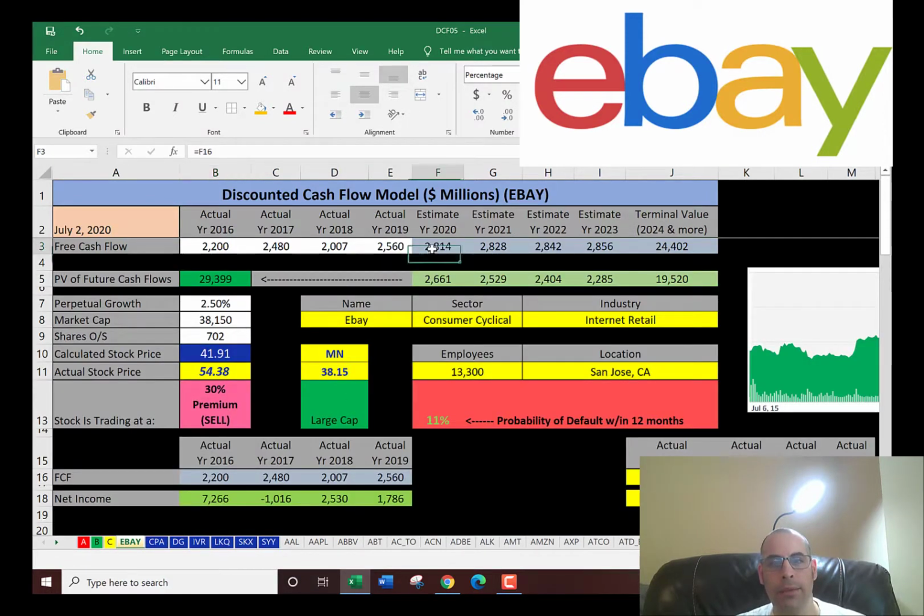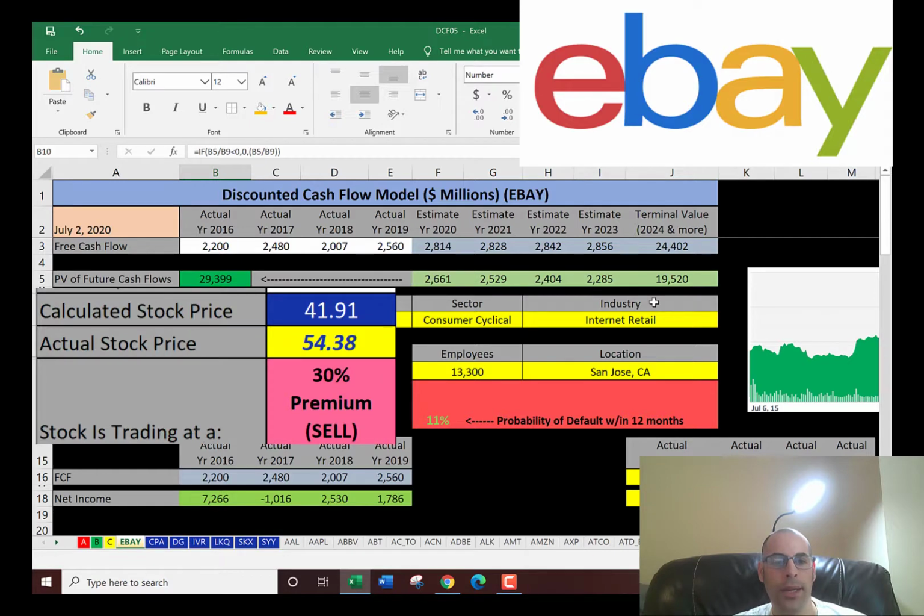So I estimated 4 years of future free cash flows. Then I estimated $24.4 billion for terminal value. The terminal value is all years past year 4. We discounted those numbers back to today's dollars. We get a value of the company of $29.4 billion. We divide that by 702 million shares, and we get an intrinsic stock price of $42. It's actually trading at $54, so it's trading at a 30% premium. So it's a sell according to the model.